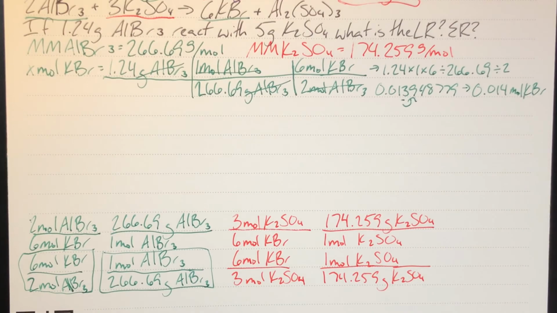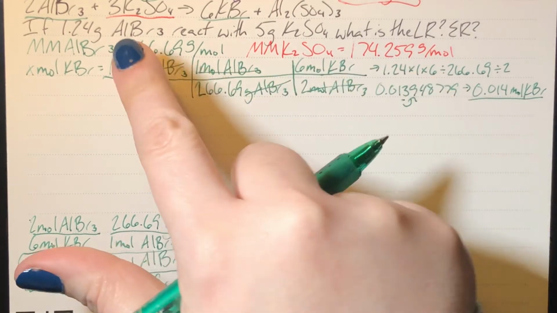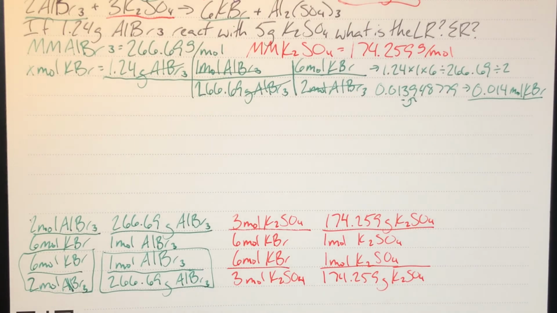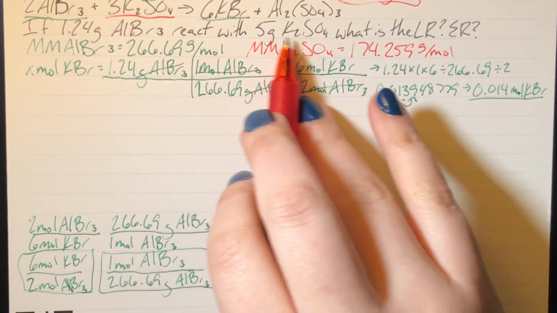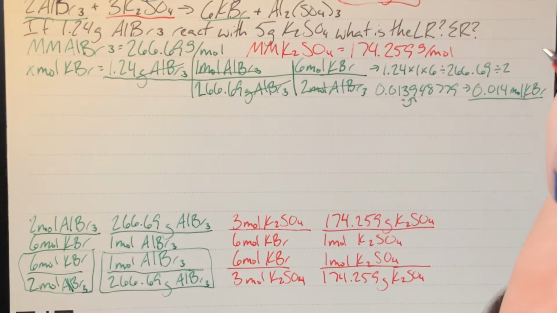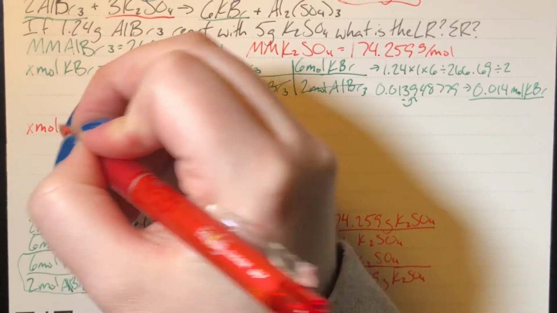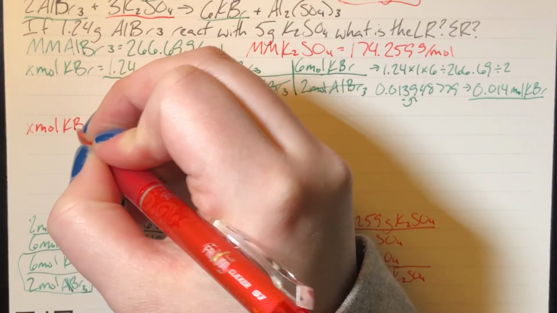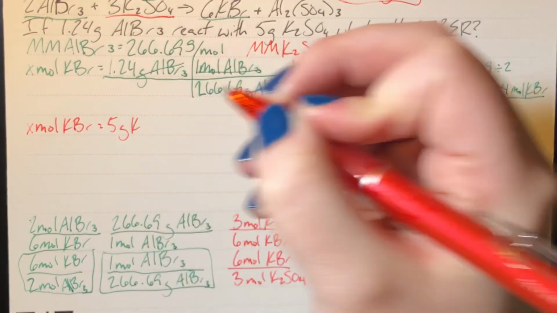Okay, so I have my answer for what could be produced with that mass of aluminum bromide, and now I just need to go ahead and do it for what moles could be produced from this mass of potassium sulfate. So again, so I can compare apples to apples, I am going to stop at moles for potassium bromide, and I am reacting with 5 grams of potassium sulfate.